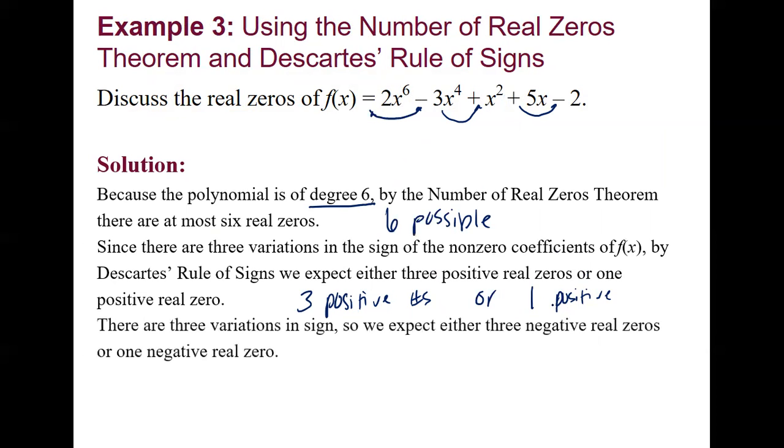Okay. Then there are 3 variations in signs. So we expect either 3 negative real zeros. So then the other option is 3 negative real zeros or 1 negative.